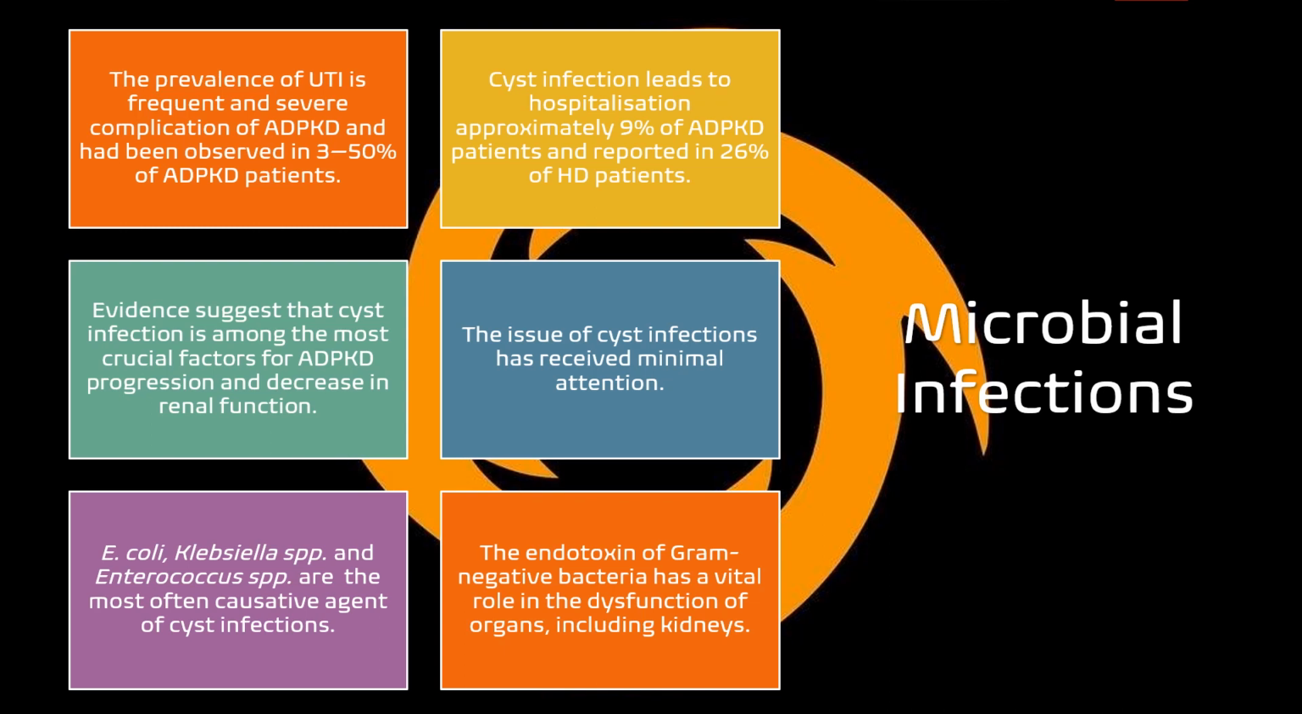E. coli, Klebsiella, and Enterococcus are perhaps some of the most causative agents in context of cyst infection. And the endotoxin of gram-negative bacteria has a role in the dysfunction of some other major organs, including renal anatomy as well.